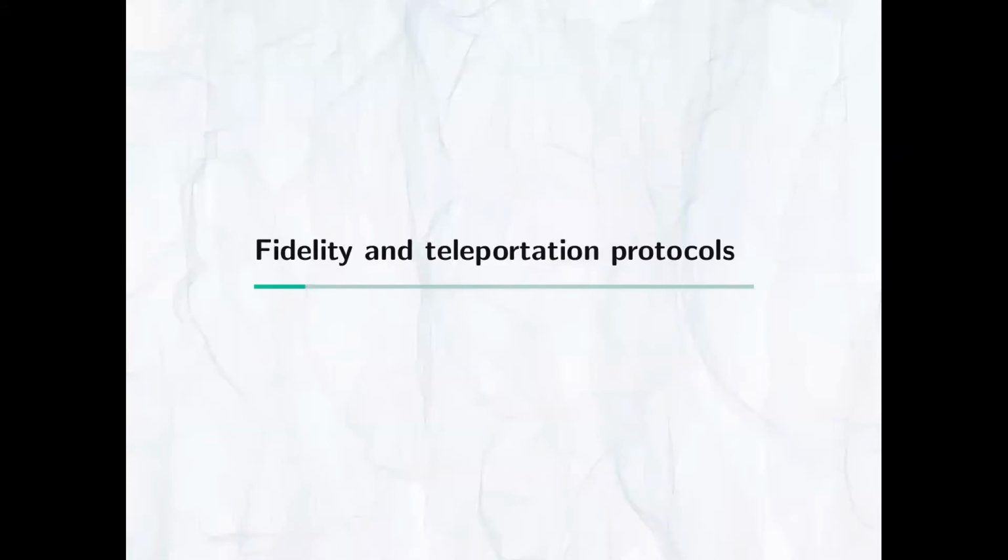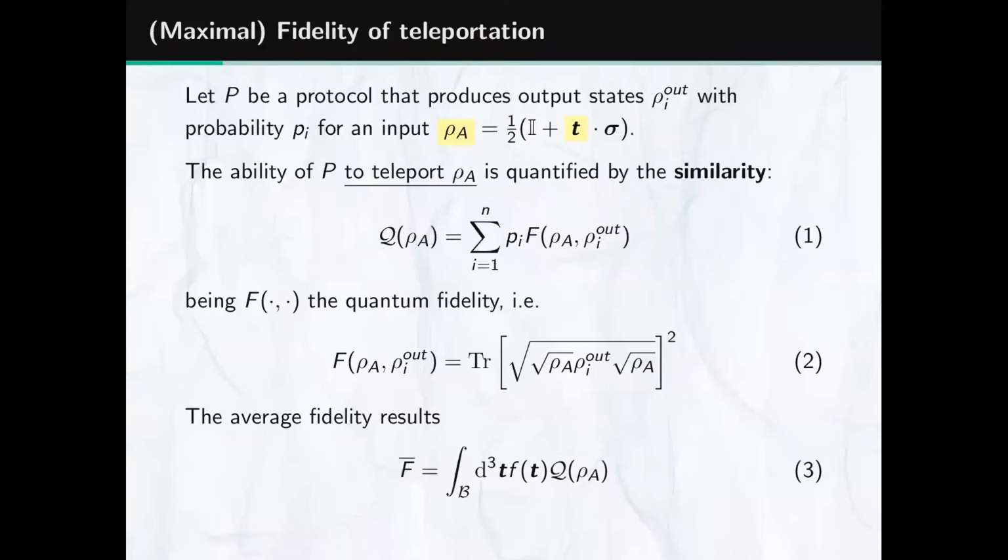Well, let's see a little bit of the mathematics. Let's consider P a protocol that produces output state rho I with probability Pi. Then for an input given by a Bloch vector T, we can quantify the ability of the protocol to teleport this state using equation 1.